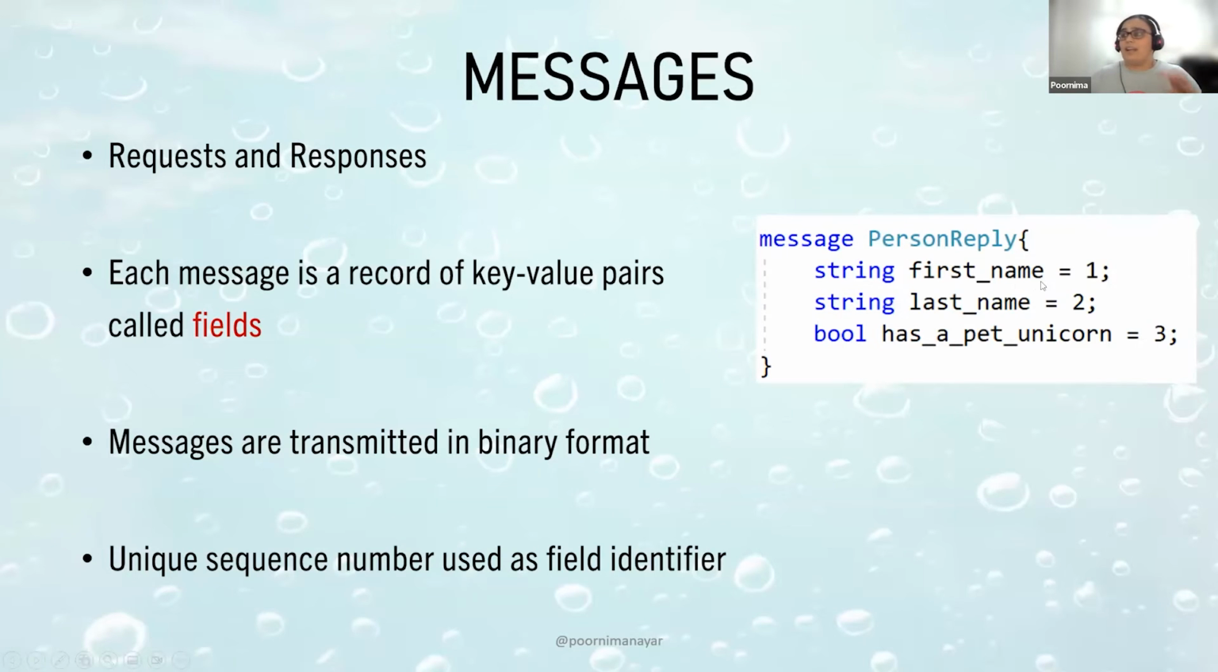And unlike JSON, which uses the name of the field as the identifier while serializing and deserializing the data, with protocol buffer messages it is done against this unique number. So this unique number is of great importance. When it is transmitted, the value of the first name field is against the number 1 rather than the name of the field itself. So that's another reason why protocol buffer messages are smaller in size, and that gives the performance boost that we get from gRPC.